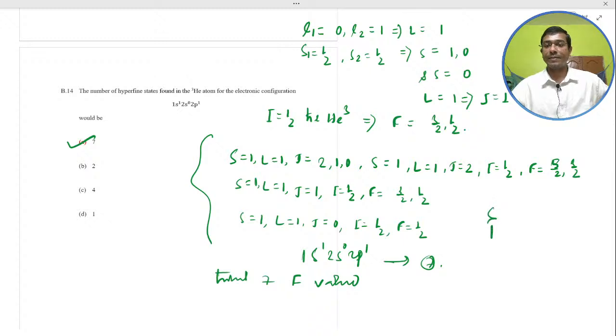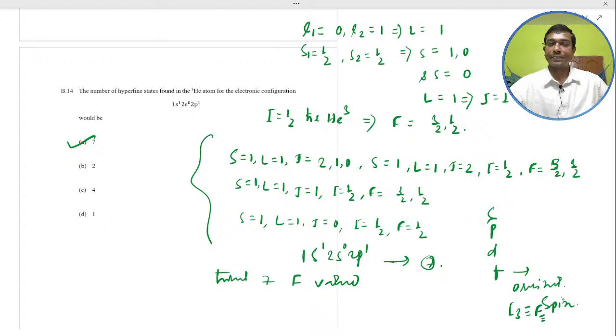F means S, P, D, F. F orbital. Basically the spin. Third component of isospins, I3. Okay. Next.